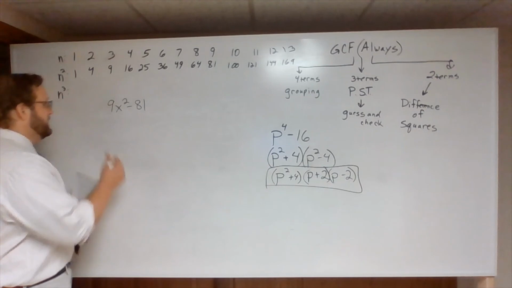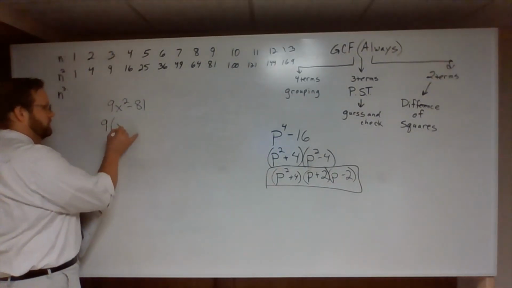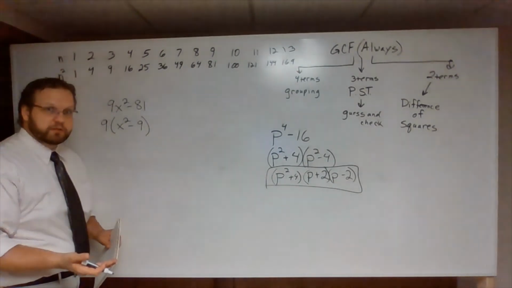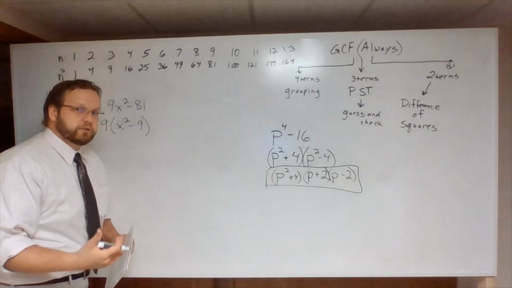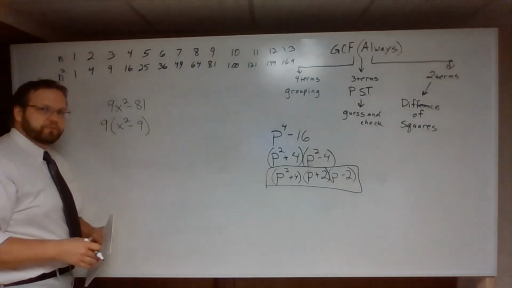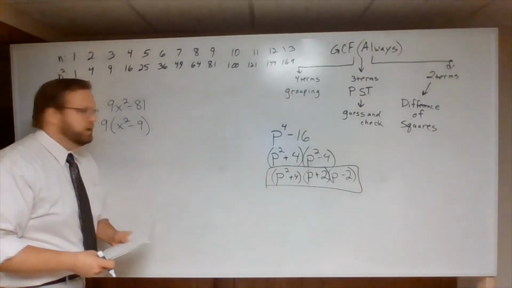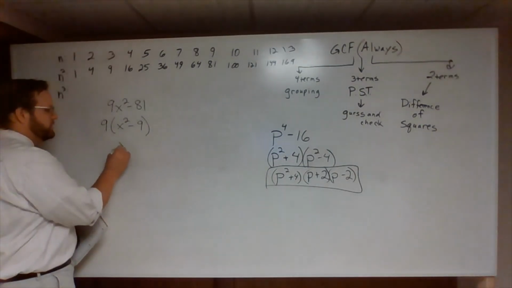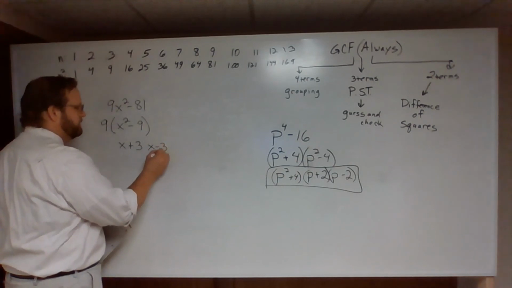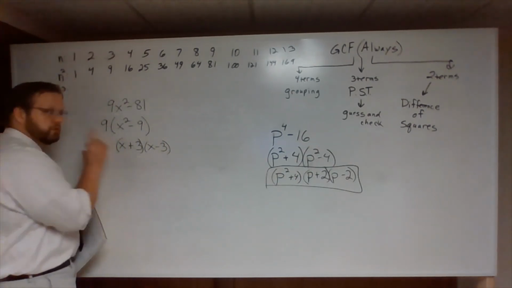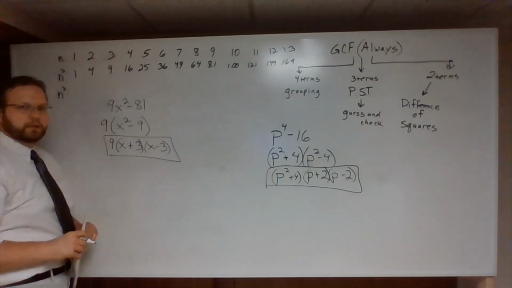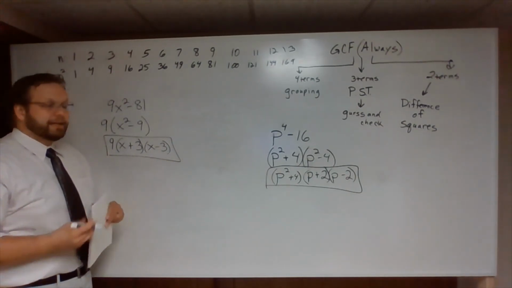Watch what happens. If I take the 9 out, don't I still have 2 perfect squares? That's never going to change. If you start with perfect squares, take a GCF out, you'll still have perfect squares. Take the GCF out, okay? And then here, square root is x, square root is 3, add them, subtract them. Don't forget, 9. And there we go. That is difference of squares.